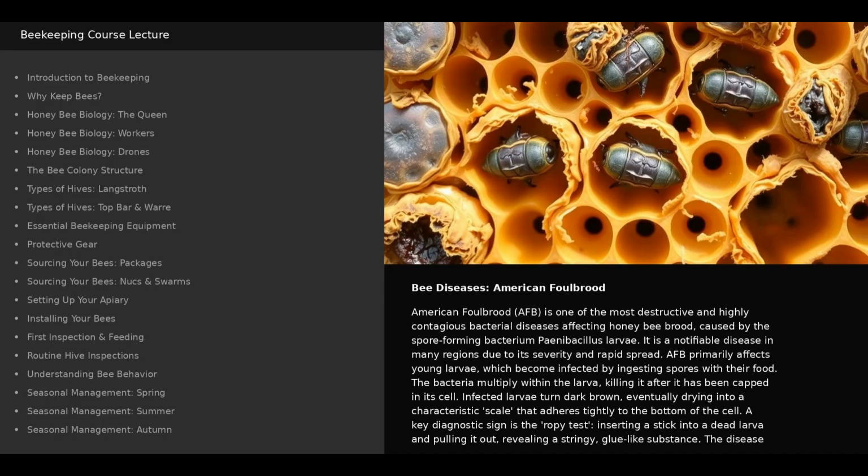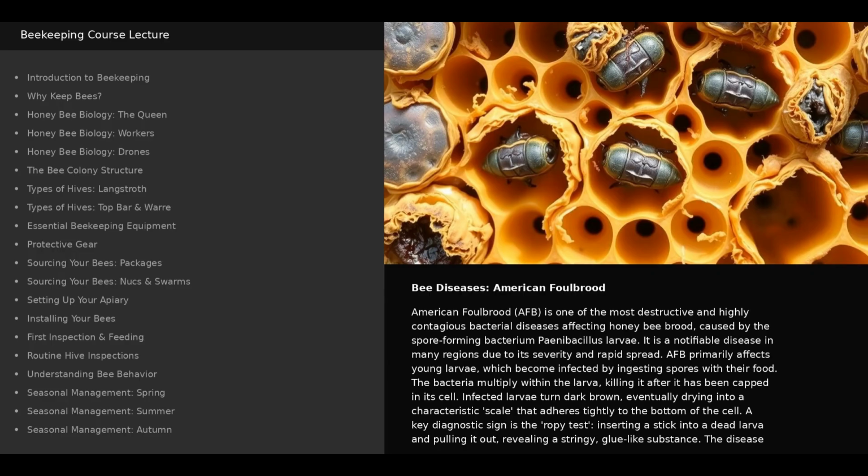Bee diseases. American foulbrood. American foulbrood, AFB, is one of the most destructive and highly contagious bacterial diseases affecting honeybee brood, caused by the spore-forming bacterium Paenibacillus larvae. It is a notifiable disease in many regions due to its severity and rapid spread.